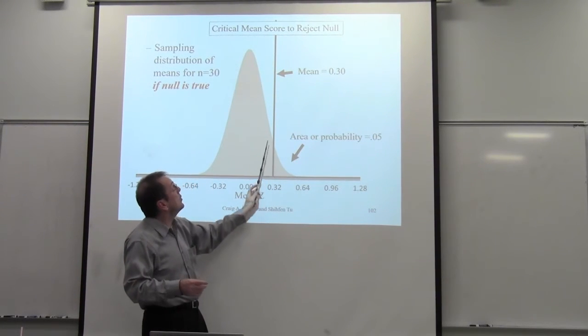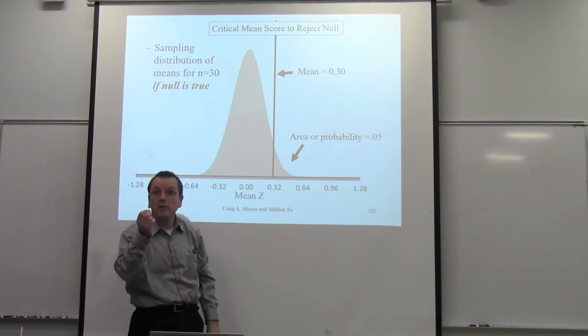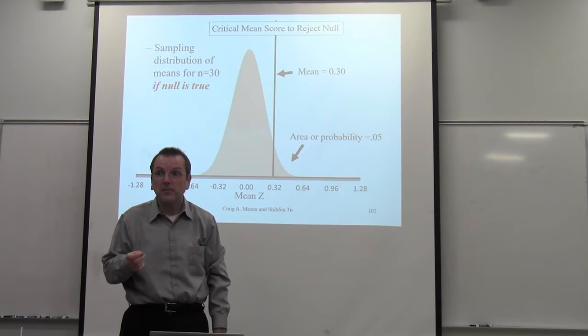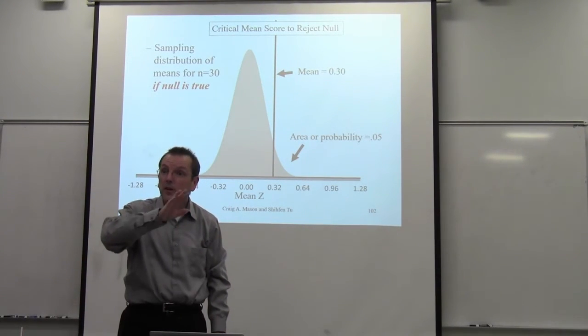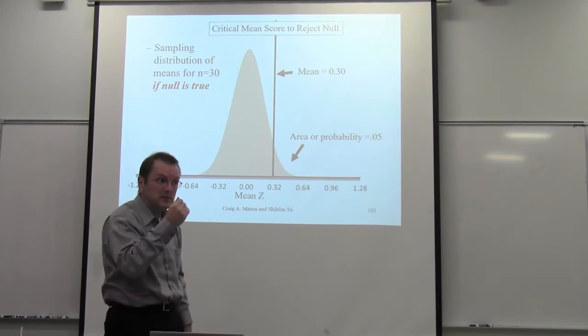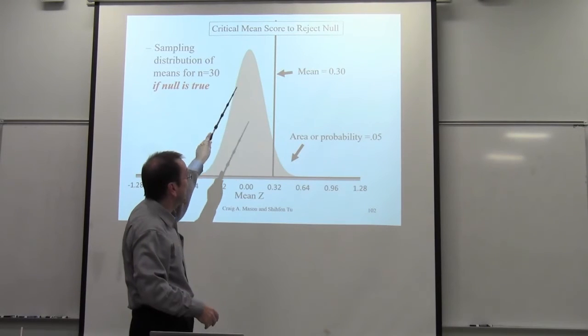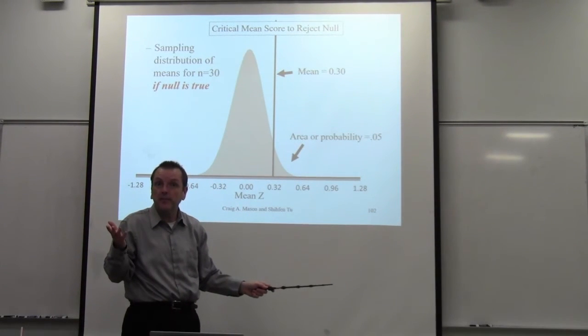That's the critical mean score, the critical score we need for our sample to reject the null. If it's more than 0.3, then we're going to reject the null. So this is all based on the null hypothesis, and we know this going into the study before we ever do anything.